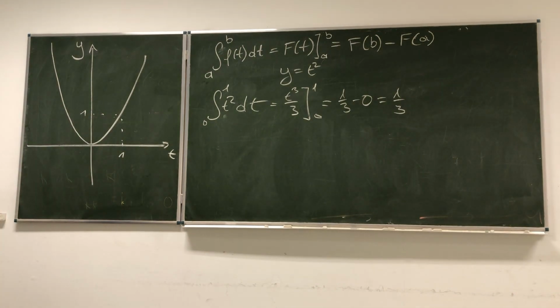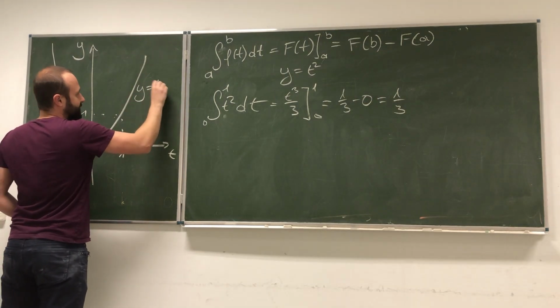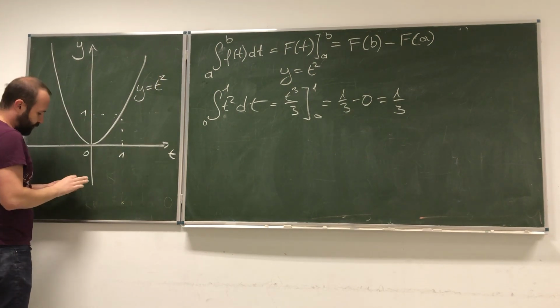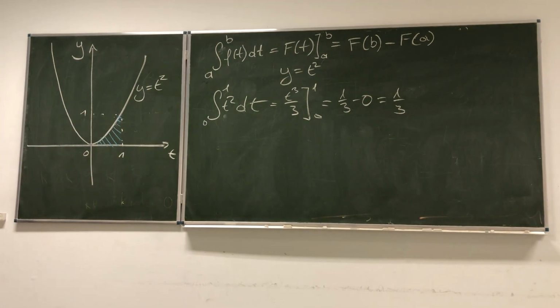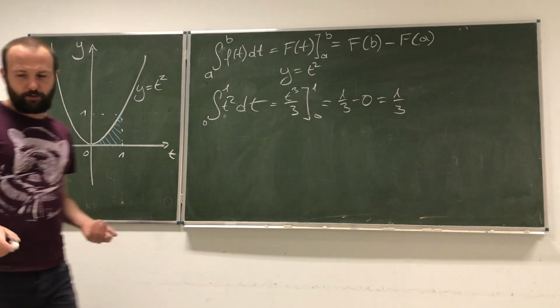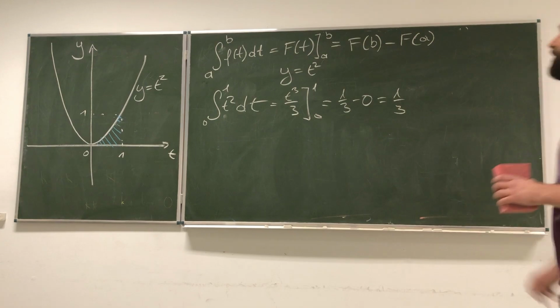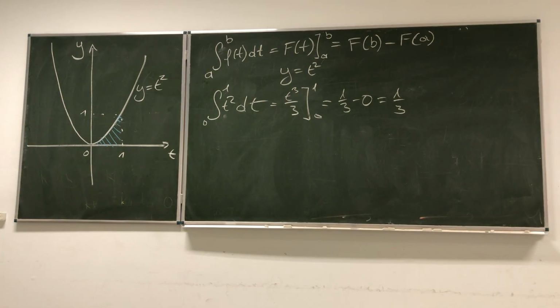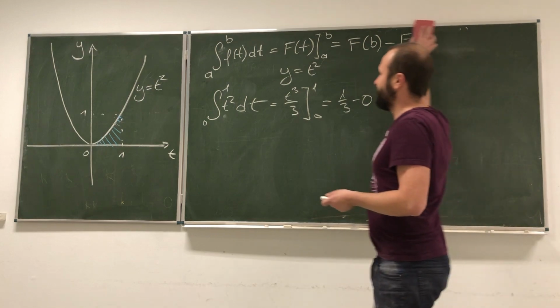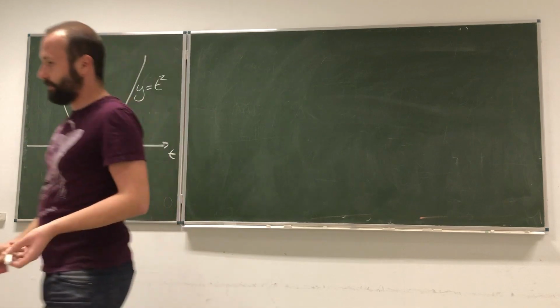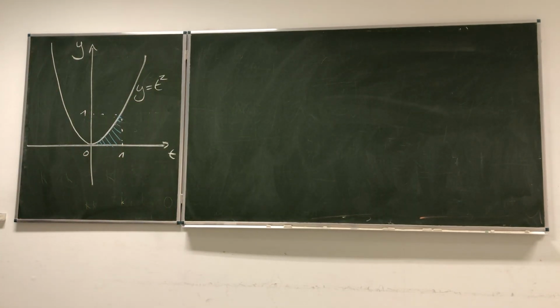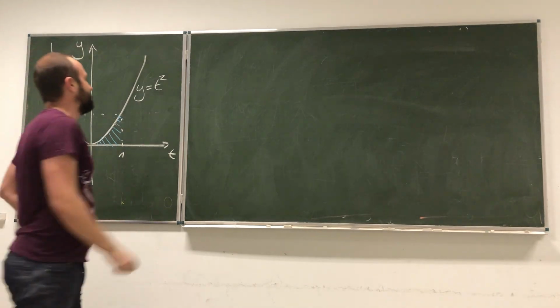And we've just found that this area below the function y equals t squared between 0 and 1 over here is equal to 1/3. Okay, I don't think that was that complicated. And actually, this leads us to one last thing we need to repeat before we can move on with the economic examples. And this last thing are improper integrals.